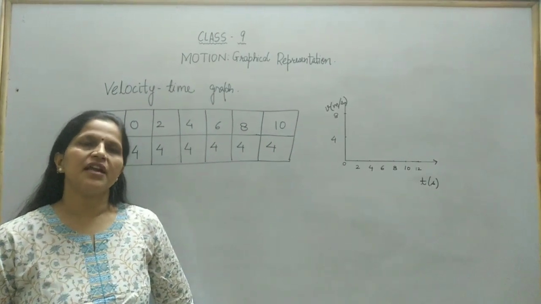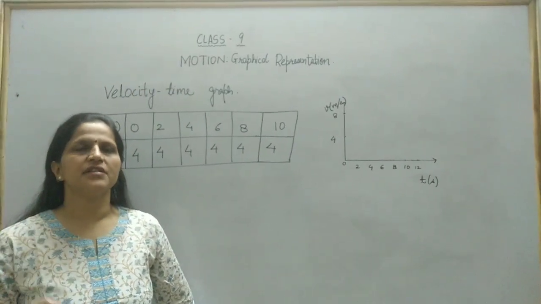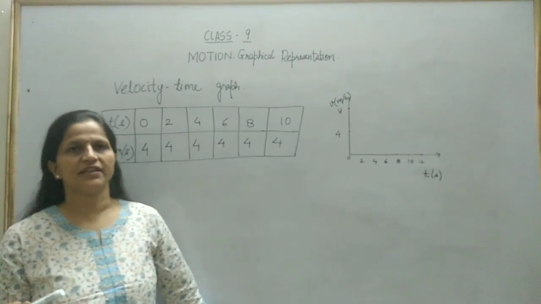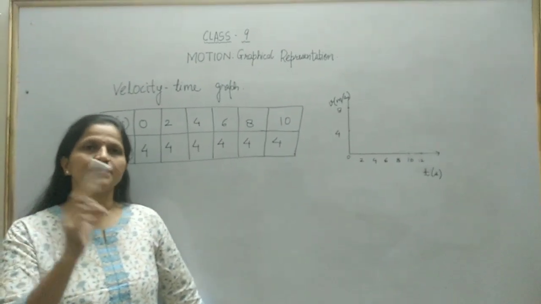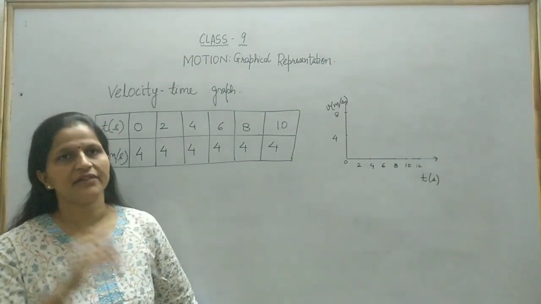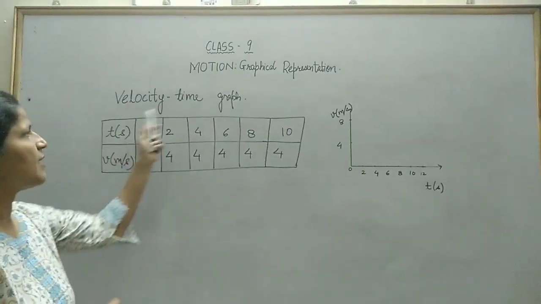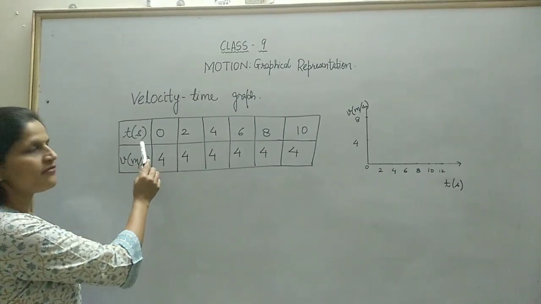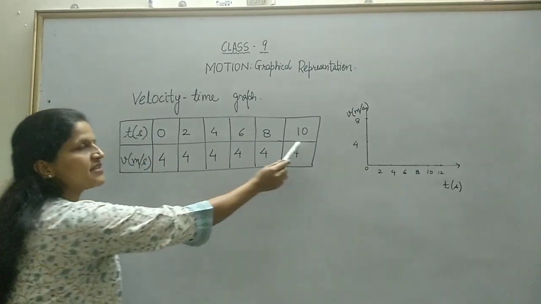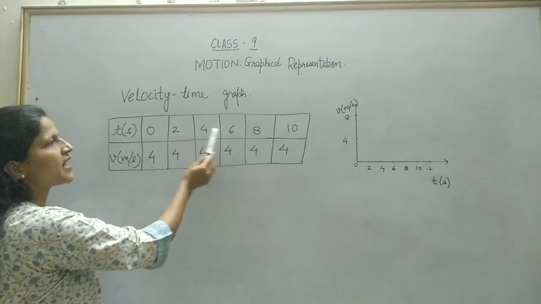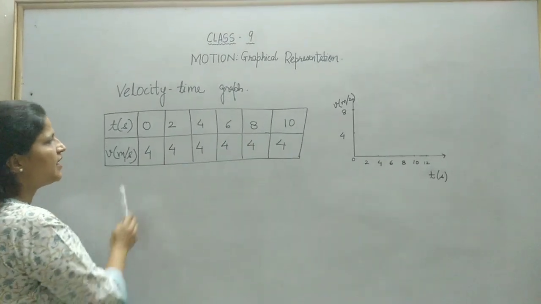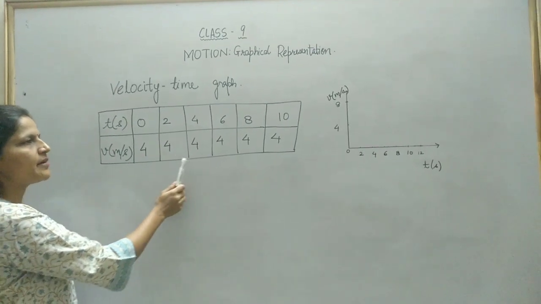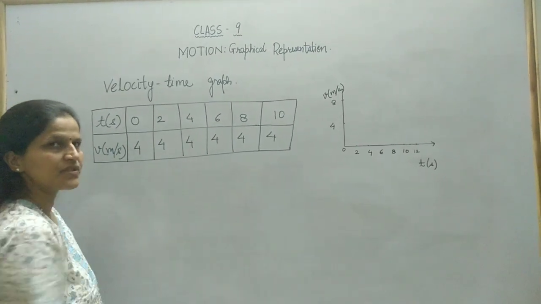We have been learning about different parameters and different ways to describe motion. Different variables are there. I have taken displacement time in the previous lectures, and here we are taking velocity time representation on the graph. Here I have taken the time varying from 0 to 10 seconds. After every 2 seconds the observation is made, and it is seen that the velocity of the body remains 4 meters per second at all times.